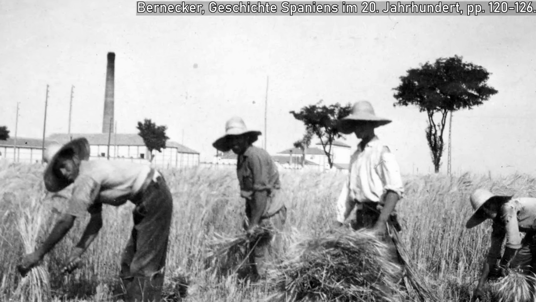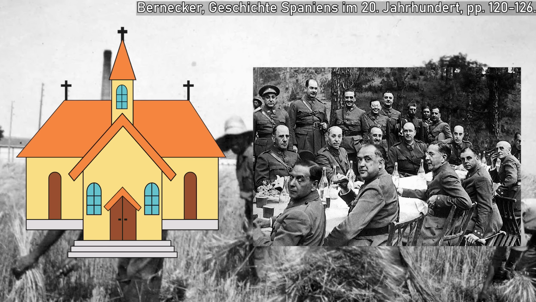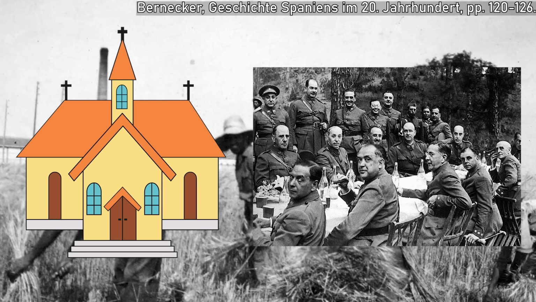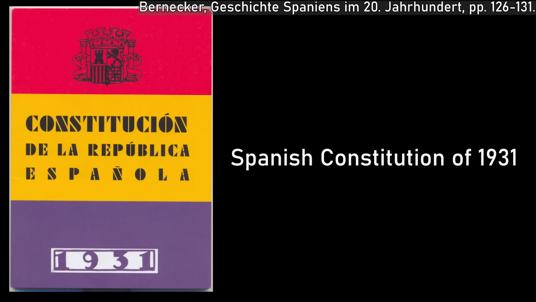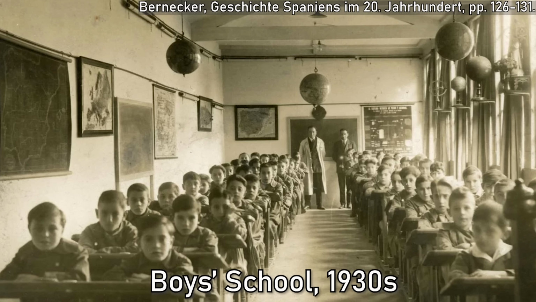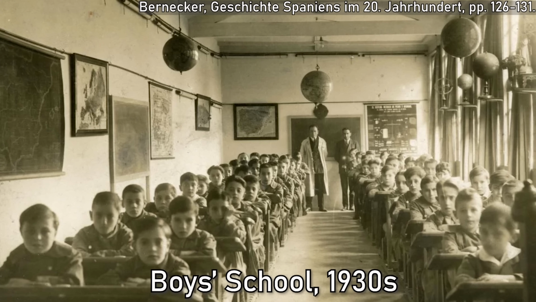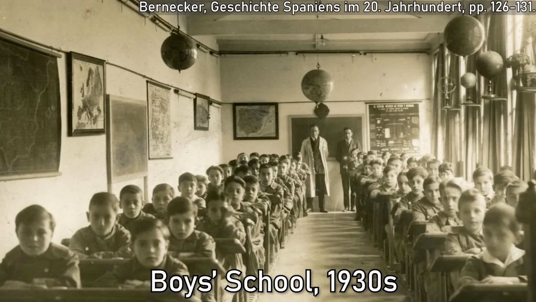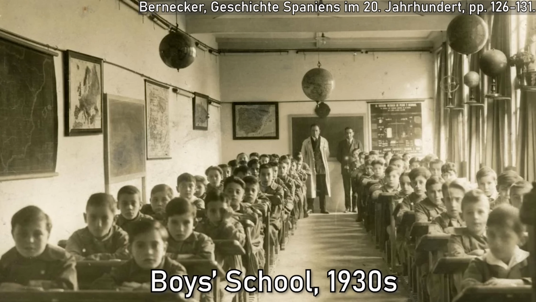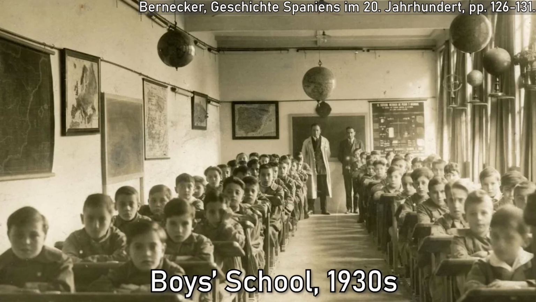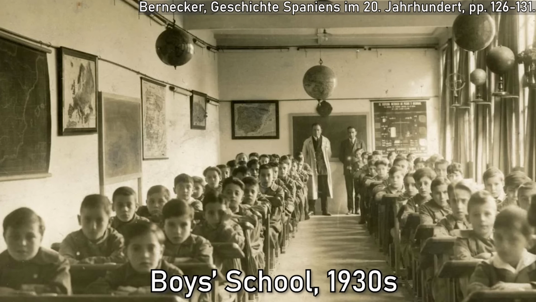And these enemies were soon joined by others, such as the Catholic Church and the military. The clergy were particularly outraged that the new Republican constitution no longer recognized Catholicism as the state religion. Furthermore, the withdrawal of the Church's authority to teach at schools was a major source of discontent. The government launched a massive education offensive to raise the cultural standards of the citizenry, and the Church was seen as an obstacle to that.